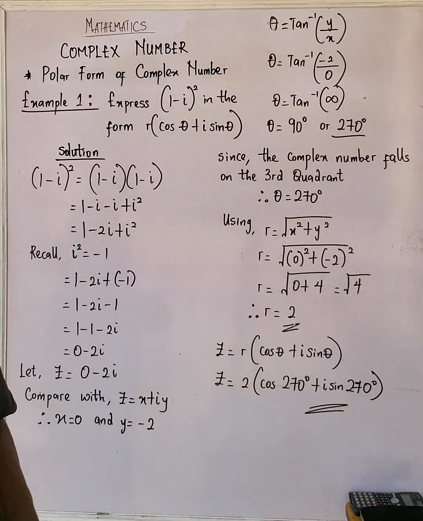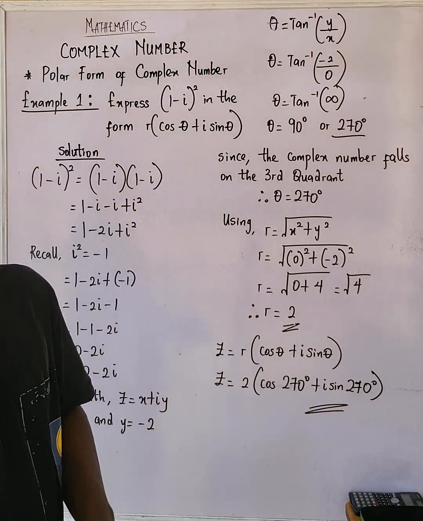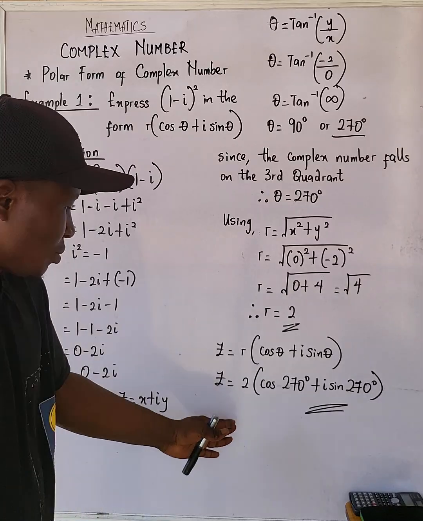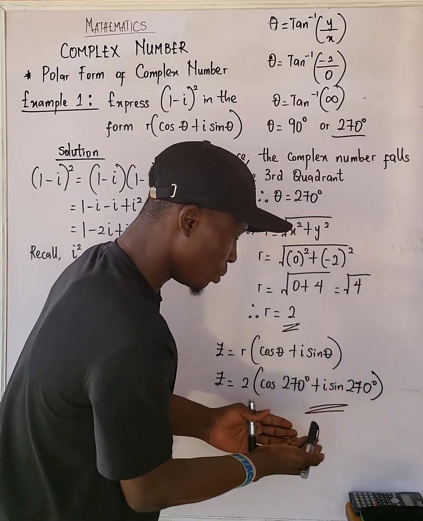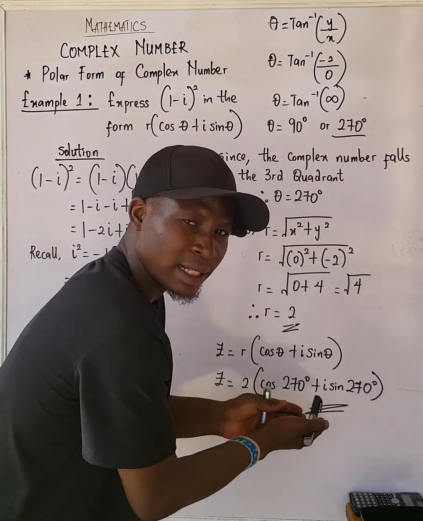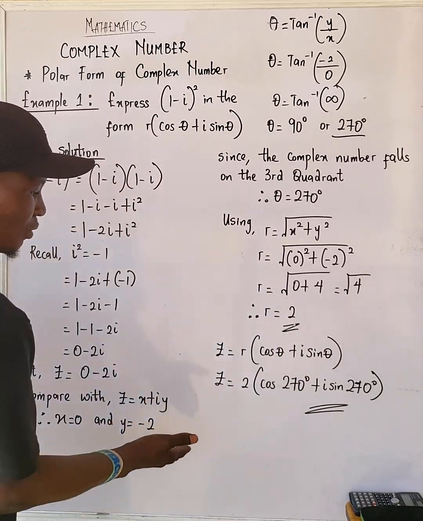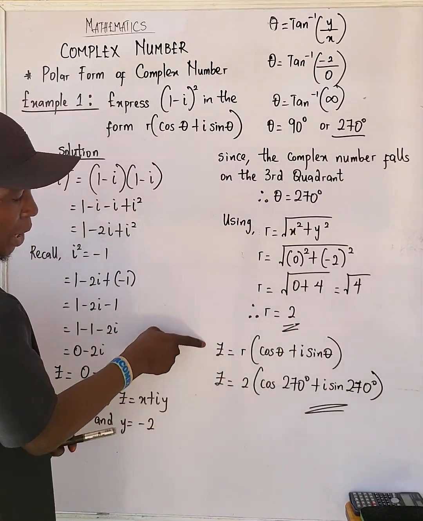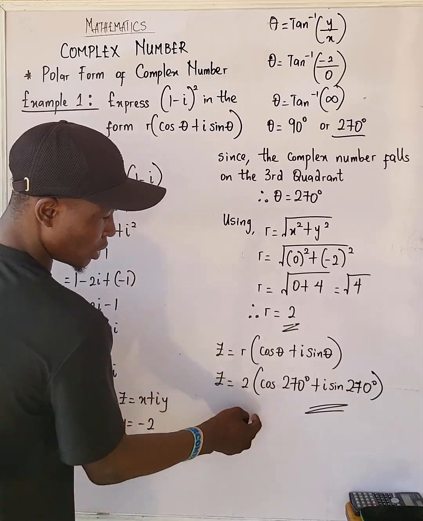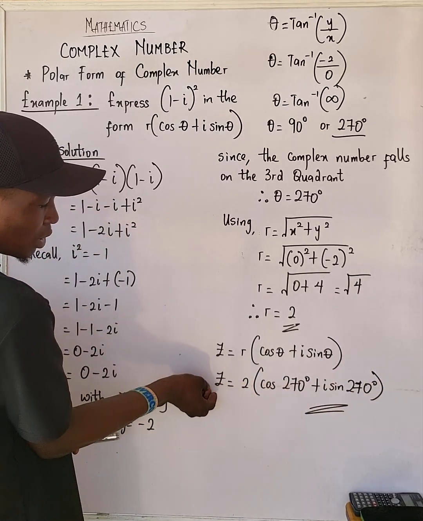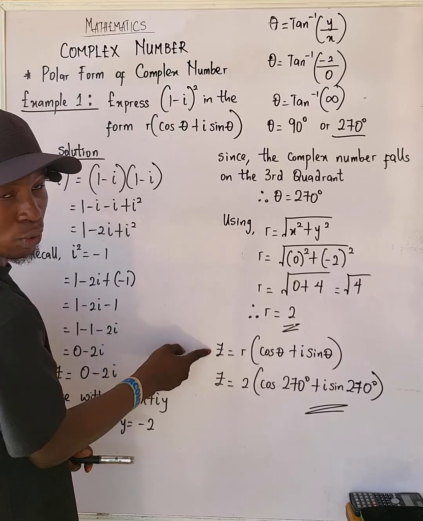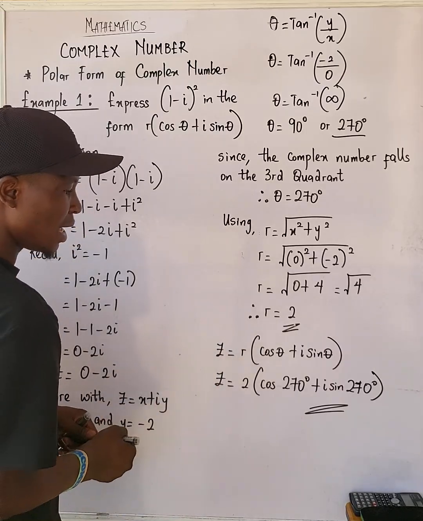So I hope you understand how you convert from Cartesian form to polar form. And for example, let's say you are given in polar form like this, and they ask you to convert back to Cartesian form. It's still simple. From this formula, just compare with this formula. Let's say this is the question they give us. From this formula, just compare with this z equals r into bracket cos theta plus I sin theta.